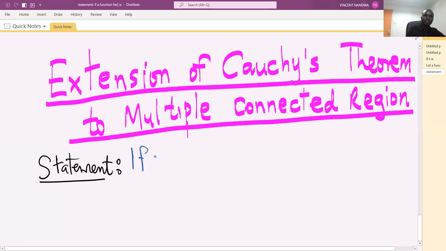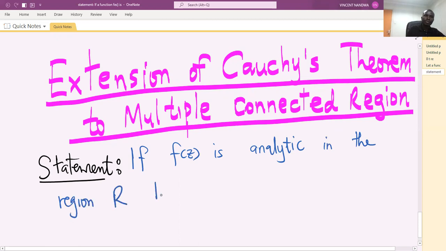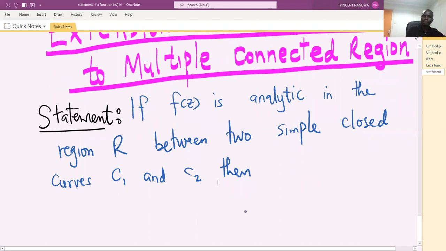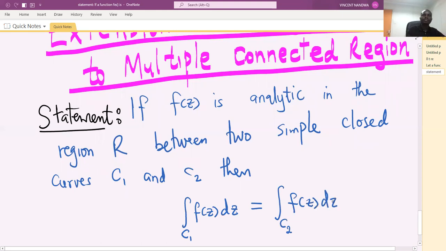So the statement is that if f of z is analytic in the region R between two simple closed curves, C1 and C2, then the integral of the function f of z dz along curve C1 is the same as the integral along C2 of the same function f of z. So that's what we have.